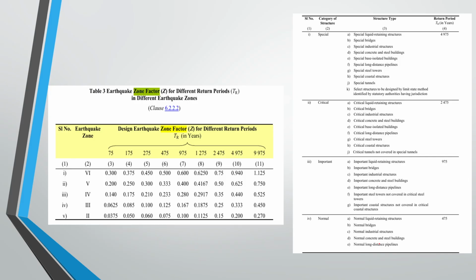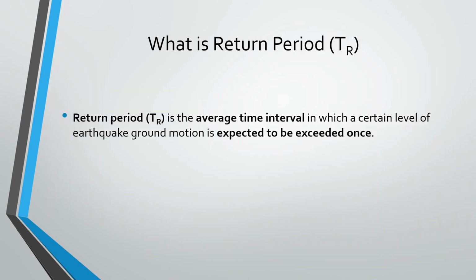In IS 1893-2025, you might have noticed different return periods like 75 years, 175, 275, 475, etc. But have you ever wondered what exactly is the return period? How are these numbers calculated? Do earthquakes really occur exactly after 475 years? In this video, I will explain the concept, calculation, and meaning of return period in a very simple way as per IS 1893-2025.